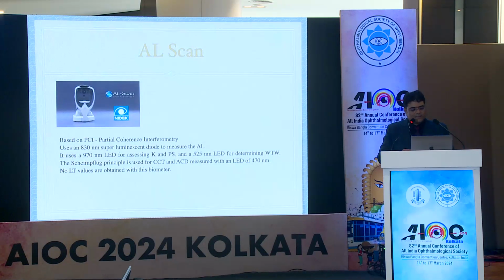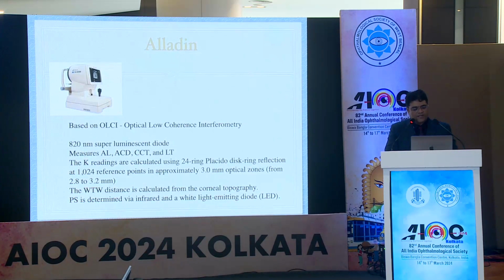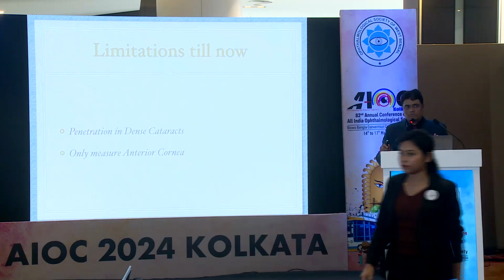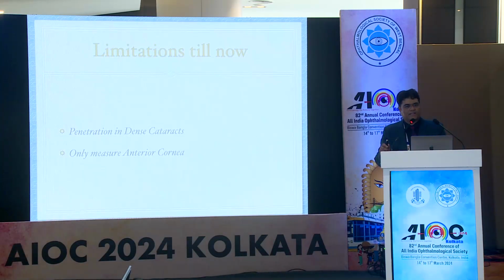So after that came AL scan, which was again based on partial coherence interferometry. So different principles were used in different instruments. Then came Aladdin, which was again based on optical low coherence interferometry. So till now, with these instruments, axial length was taken care of, all parameters were taken care of, but the limitation in these instruments was penetration in dense cataracts. They were not able to penetrate through posterior subcapsular dense cataract or mature cataracts.